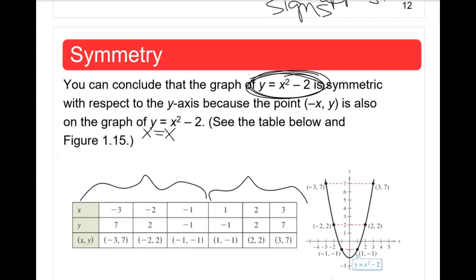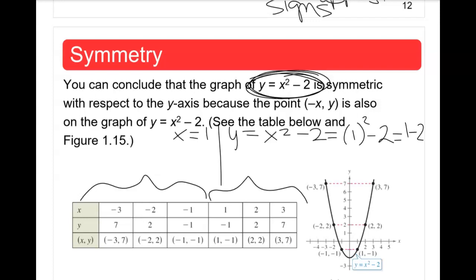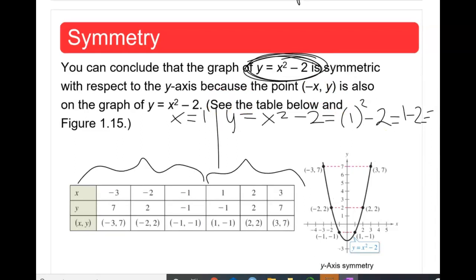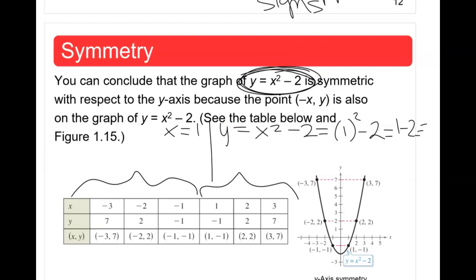for example, if x is equal to 1, then the value for y can be found with x squared minus 2, which will be positive 1 squared minus 2. So that will be 1 minus 2, which is equal to negative 1. And we can actually see that right here on the point. For x equals positive 1, the y value equals negative 1, which will be the point here.